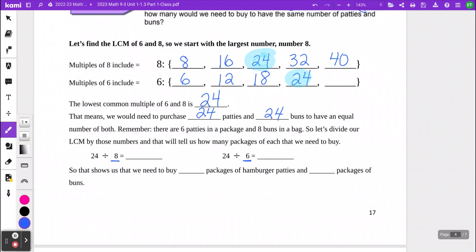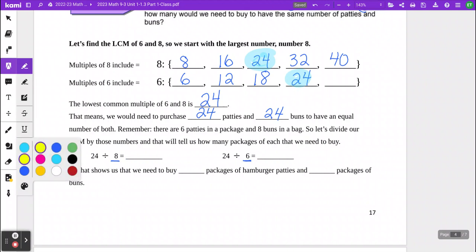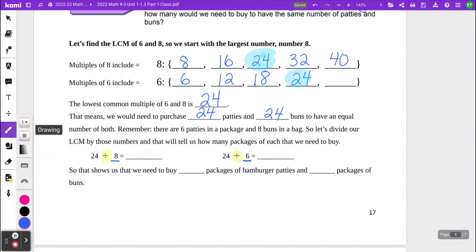So this is where we divide. This is the important part in this one. This is where we divide the number by the size of the package. So we divide by the size of the package. And that'll tell you how many you have to actually buy. So 24 divided by 8 is 3, and 24 divided by 6 is 4.